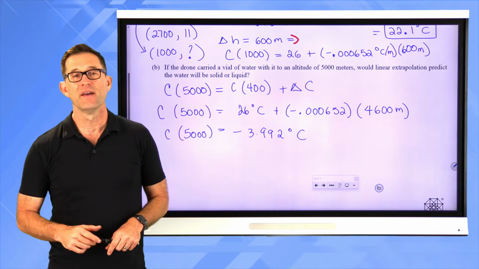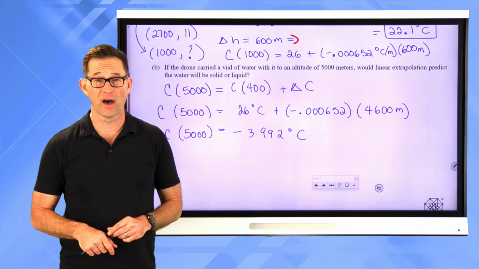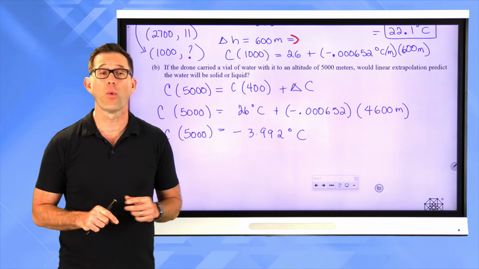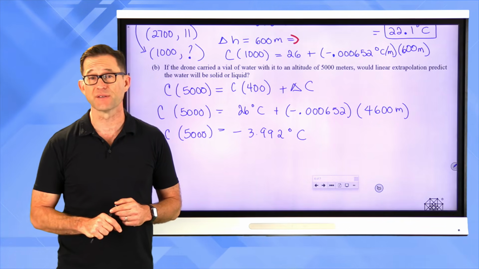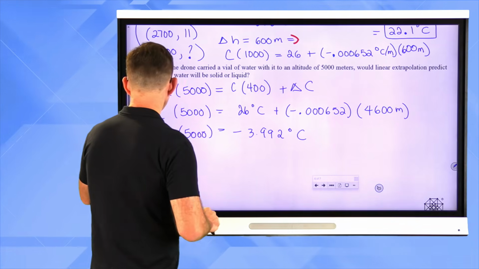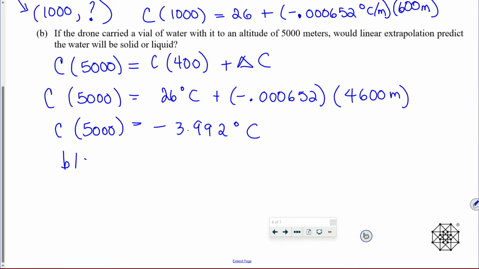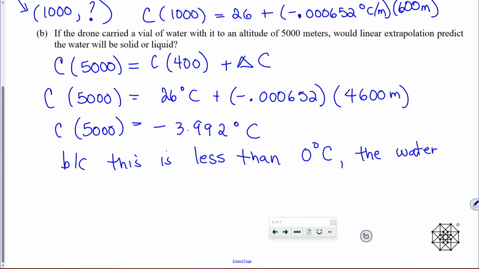All right, and here's where we need to know a little bit of science, right? The freezing point of water in the Celsius system is 0 degrees Celsius. So, because this is less than 0 degrees Celsius, the water will be solid.